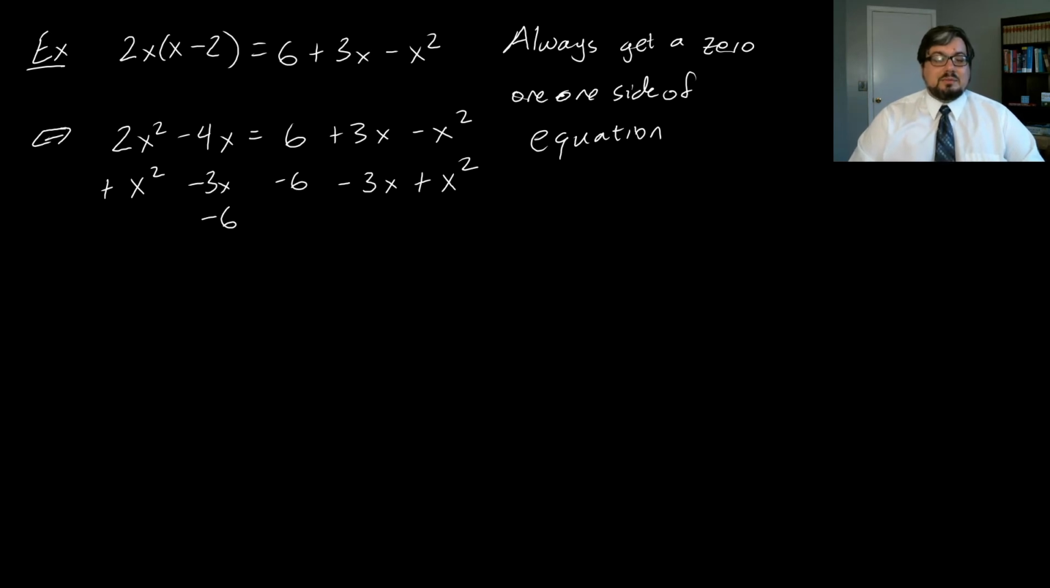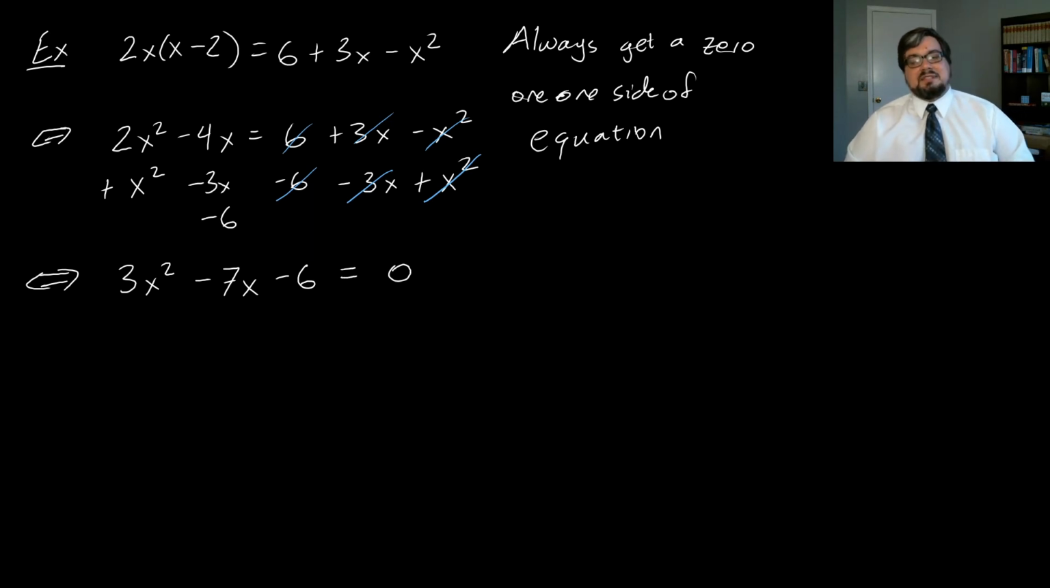So I'm subtracting 6 from both sides. I'm subtracting 3x from both sides, and I'm adding x squared to both sides. I'm doing all of these at once because we're pretty familiar with it now. So 2x squared plus x squared is 3x squared. Negative 4x minus 3x is minus 7x. And then we have a negative 6. And then we just have 0 on the right.